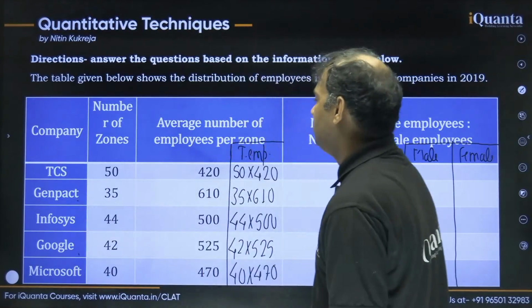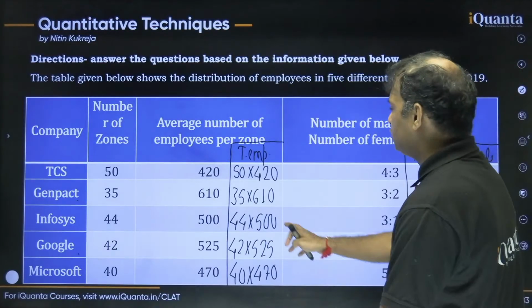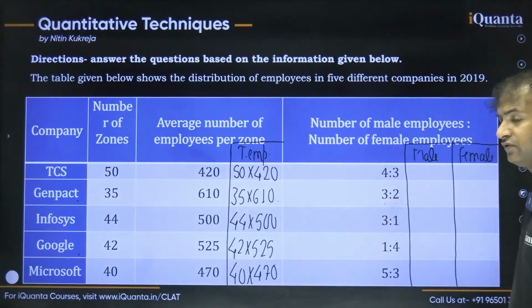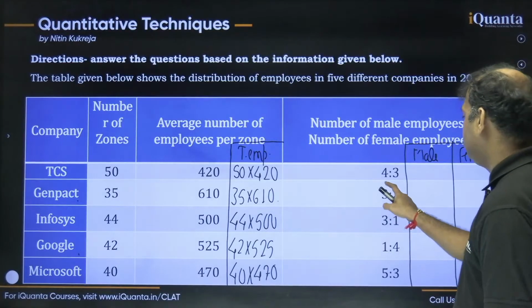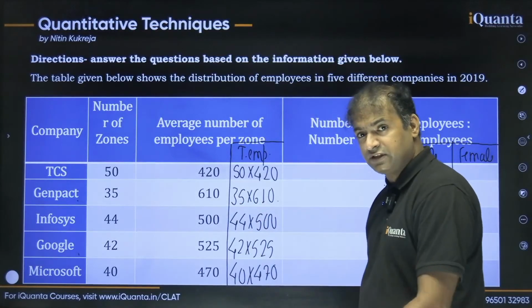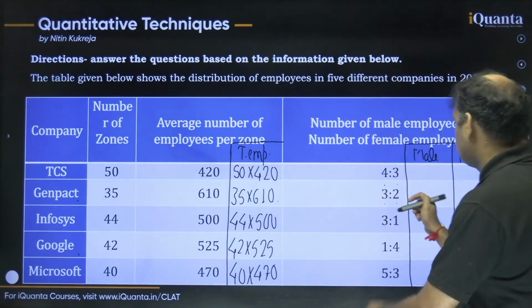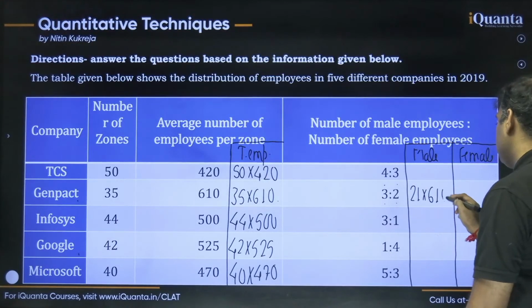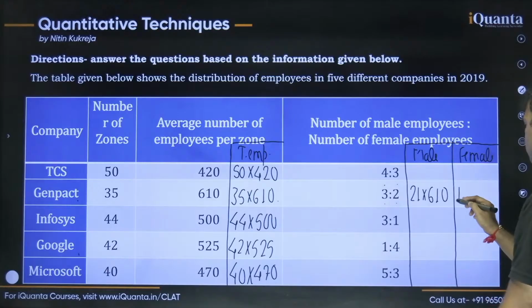First, let's talk about Genpact. In Genpact, the total employees are 35 into 610. We have to divide them in the ratio of 3:2, right? Now guys, luckily 3 plus 2 is 5 and 35 is a multiple of 5. So 35 is 7 times 5. So this should be 3 into 7, 21 into 610, and this should be 7 twos are 14 into 610.